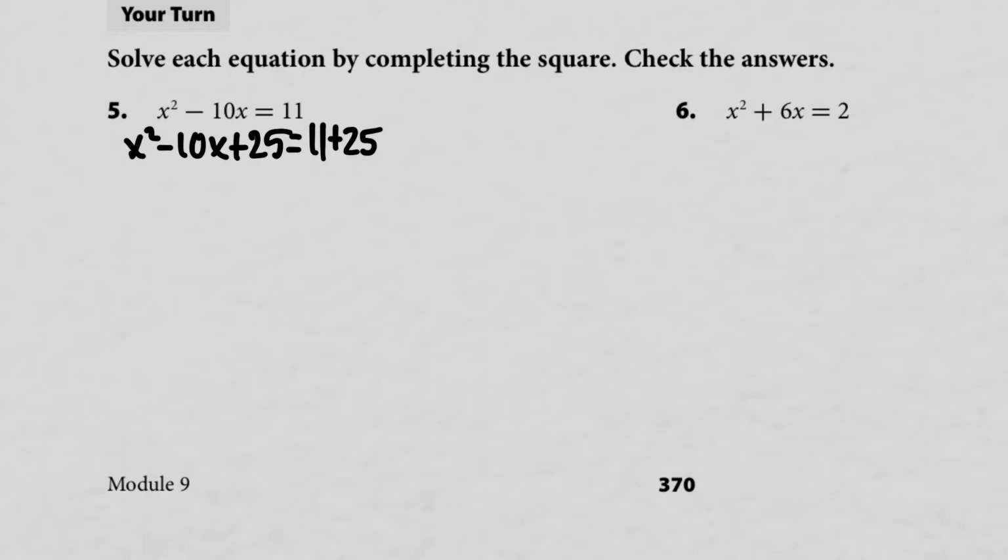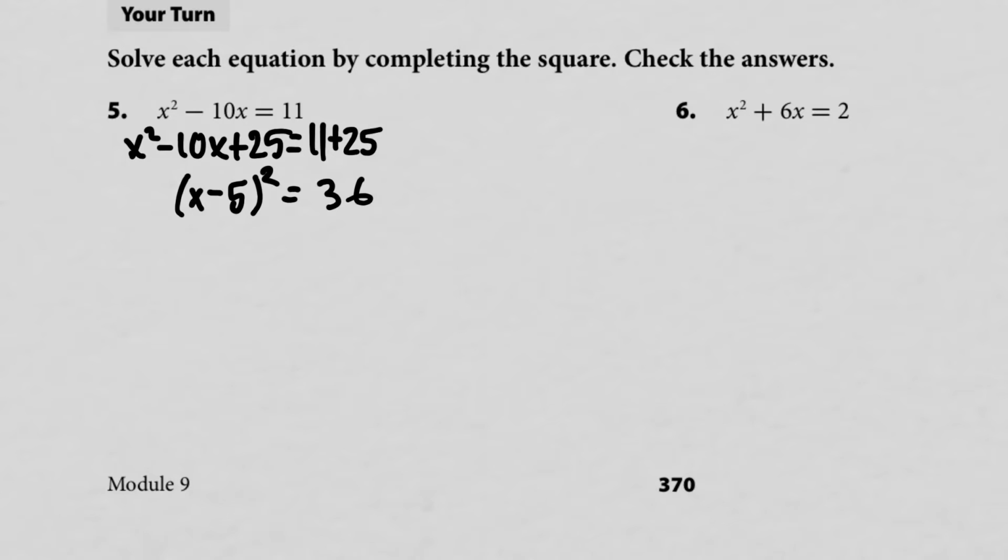Then what you do is you go ahead and combine the terms on the right side. 25 plus 11 is 36. On the left side, you have a perfect square trinomial, and it's very easy to factor. Okay, the square root of the first term is x. The square root of the last term is 5. The sign is determined by the sign in the middle of your original trinomial, so it's going to be negative in this case. There, it's factored.